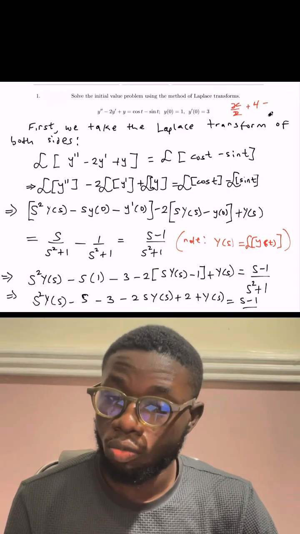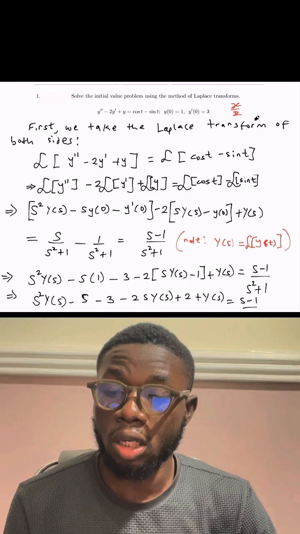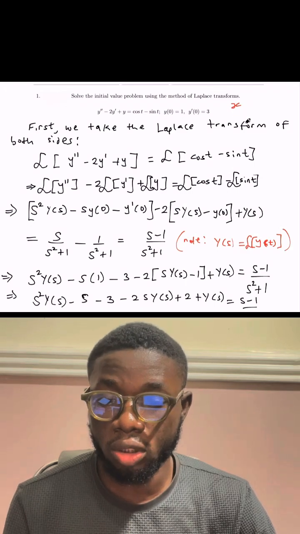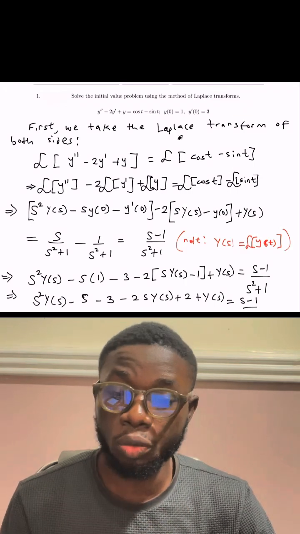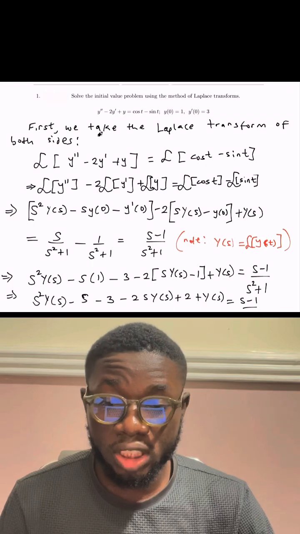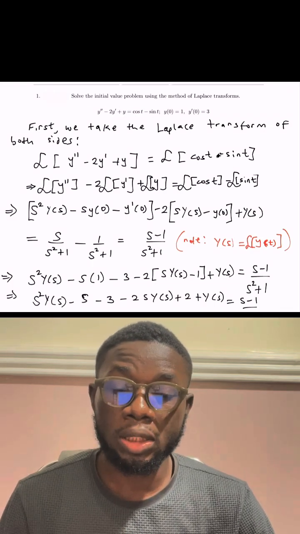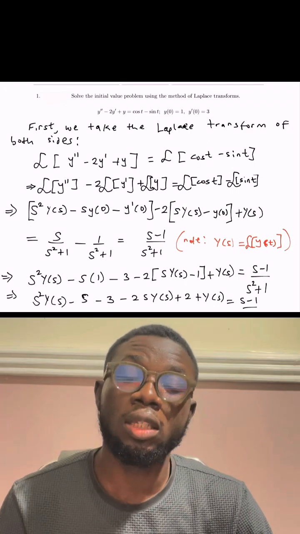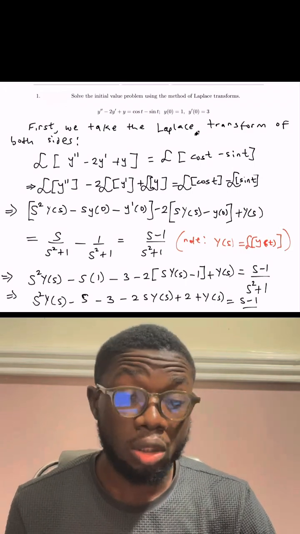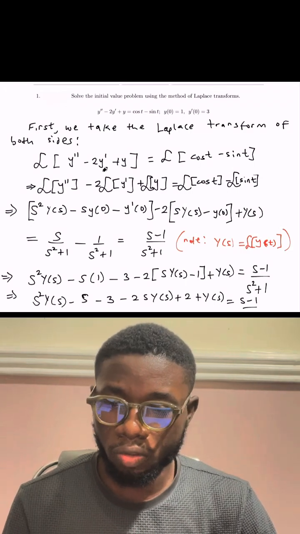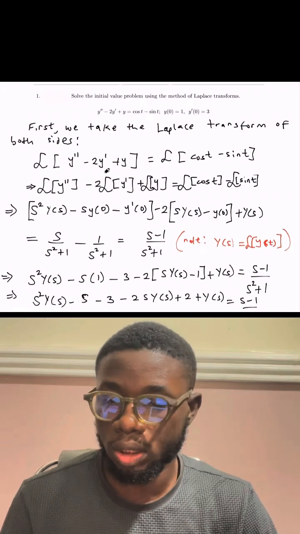So we are going to be applying the Laplace operator to both sides of the equation. As you can see, I've written it here. First, we take the Laplace transform of both sides. So you take the Laplace transform of everything on the left hand side, then you take the Laplace transform of everything on the right hand side. We are still going to use the initial condition very soon. So let's move forward. This is me taking the Laplace transform.